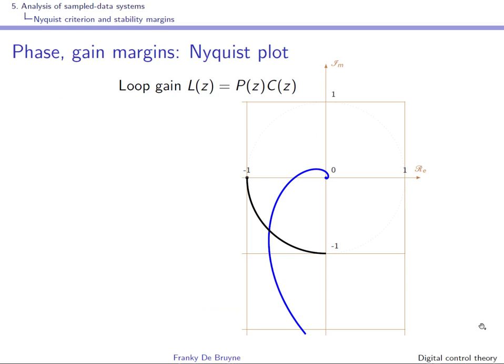We can also find the phase and gain margins in a Nyquist plot. Of course, again, we have to consider the loop gain, P of z, C of z, and what we'll do is look at the corresponding Nyquist curve. So we consider this quantity as a function of frequency, and this will be a complex number. What you can do is plot it as a function of its real part and imaginary part. So this is the complex z-plane, and each point corresponds to a frequency.